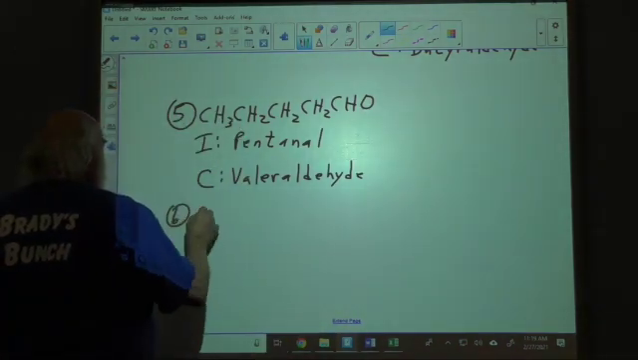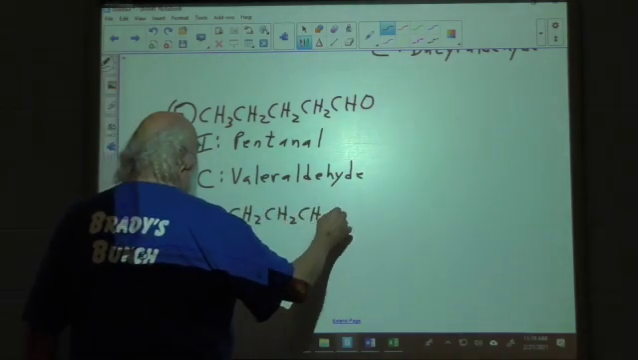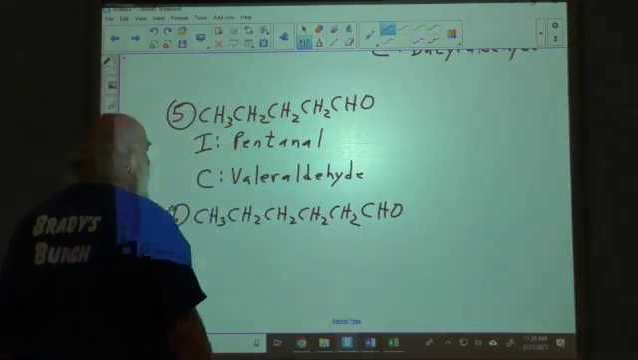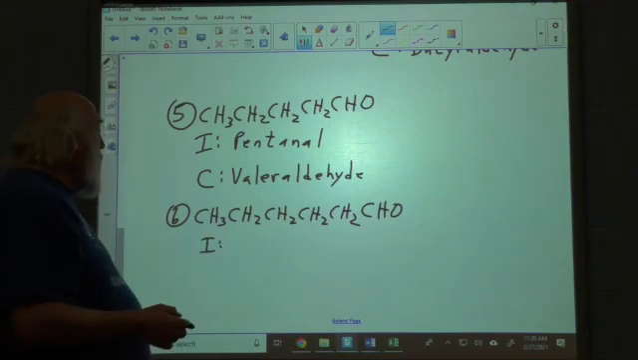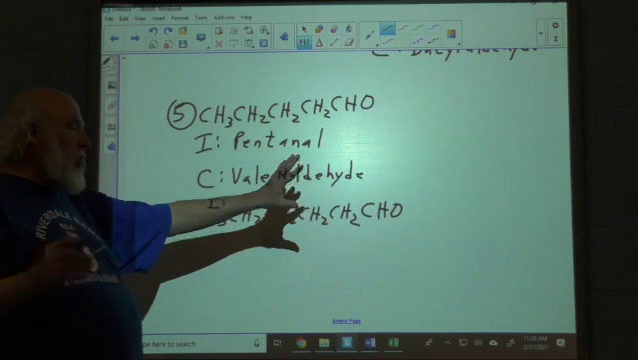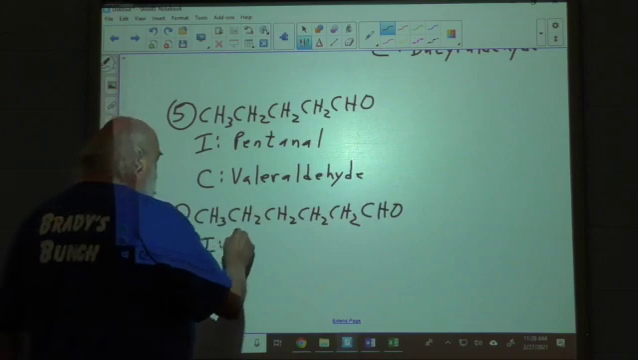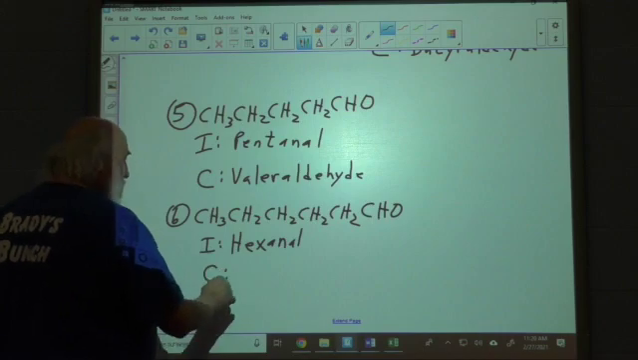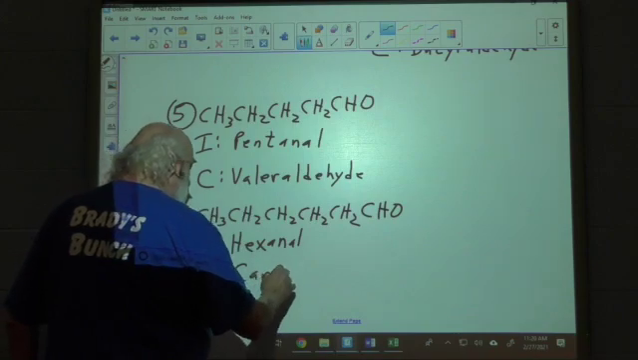Number 6, CH3, CH2, CH2, CH2, CH2, 1, 2, 3, 4, 5, and then CHO. And the IUPAC name comes from hexanoic acid. So, I mean, this is technically a hexane. So this becomes hexanal. And then the common name, this comes from caproic acid. So we drop the ic acid, so that becomes caproaldehyde.